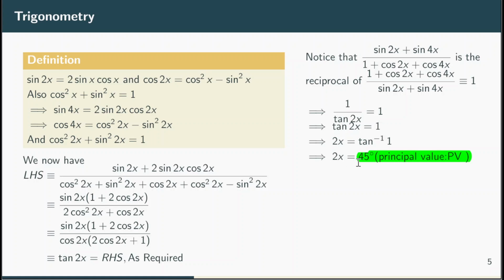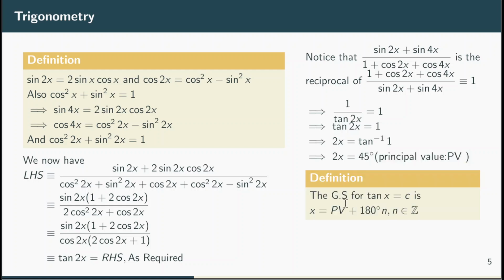So to proceed, we need to write out the general solution for tan x. And by definition, the general solution for tan x equals c is x equals the principal value plus 180 degrees n. Now I have stated the general solution in degrees. So if I was solving in radians, then I will write out the same thing, but I will replace 180 degrees with pi. All right, that being said, I will just take 45 degrees and substitute it here and write out the general solution.